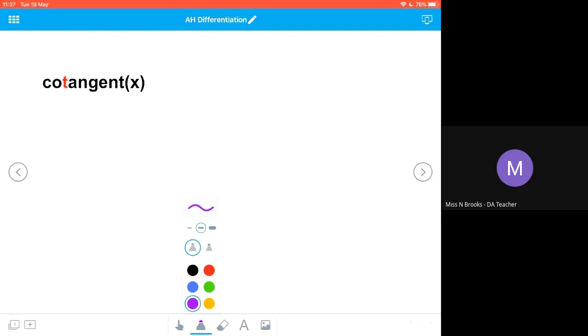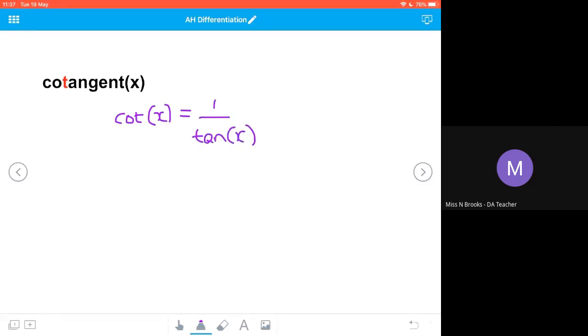And we abbreviate the cotangent of x to COT, so the cotangent of x equals 1 over the tan of x. Now we know that tan of x equals sine x over cosine x from Nat 5. So we can say that the cotangent of x is equal to the cosine of x over the sine of x. So it's the inverse of the tangent function.